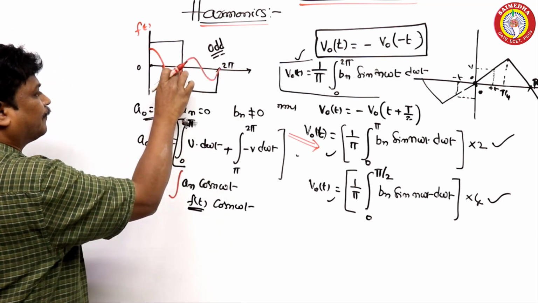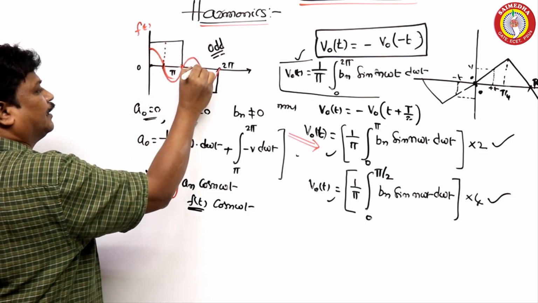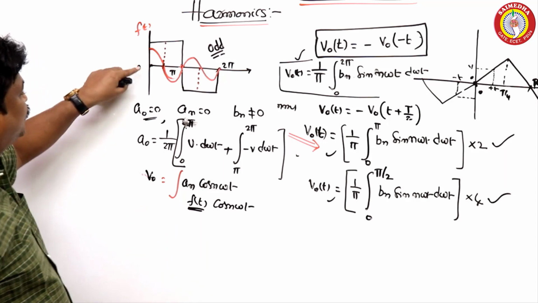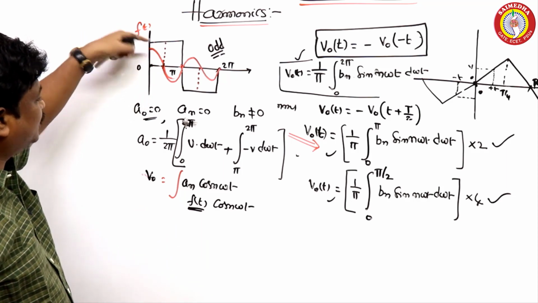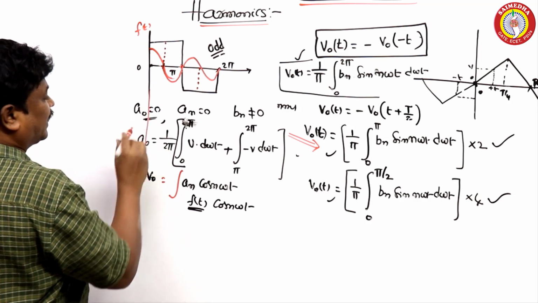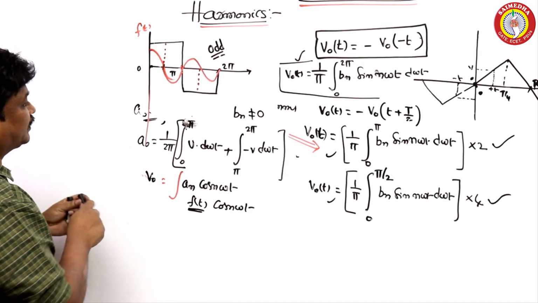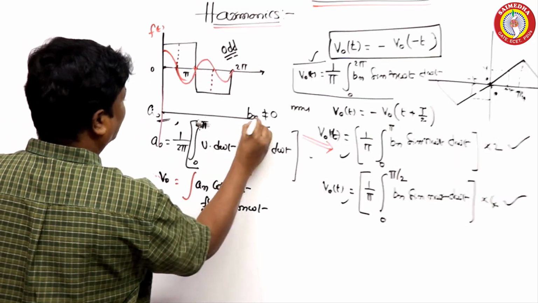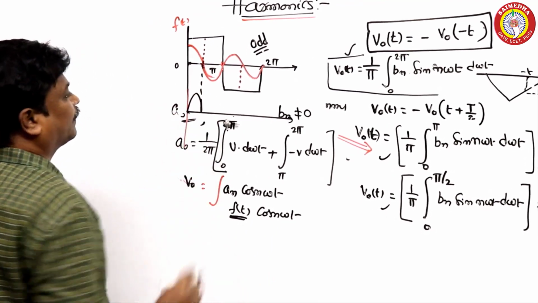So you see here, up to this portion, 0 to pi by 2, positive and positive. What is the output we are getting in the positive, positive? You will get positive. This area we can get positive like this.